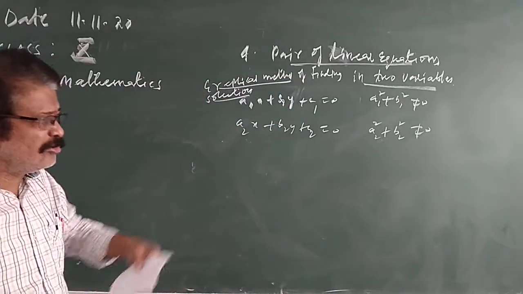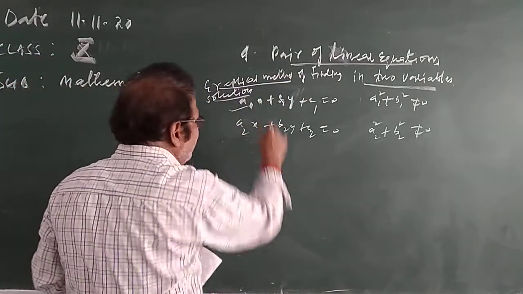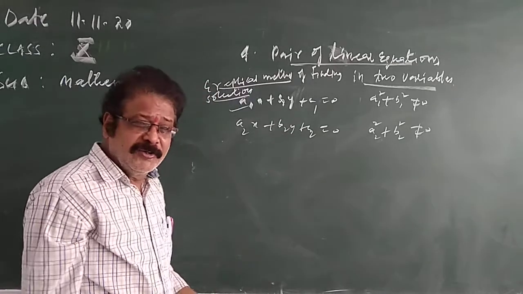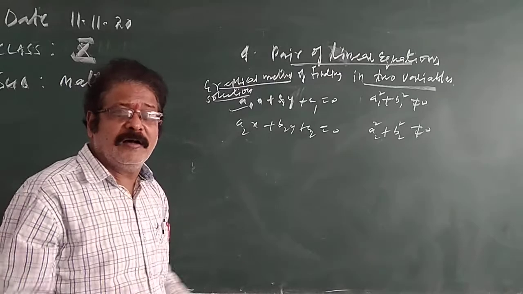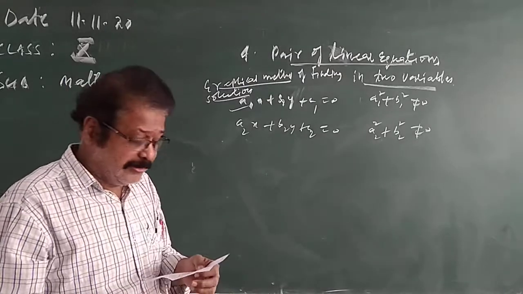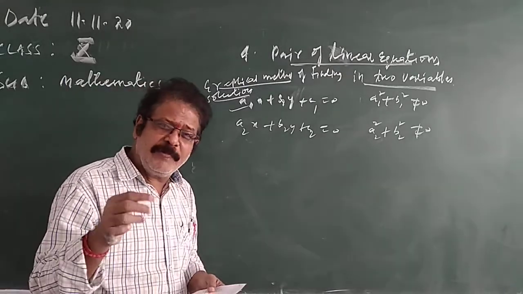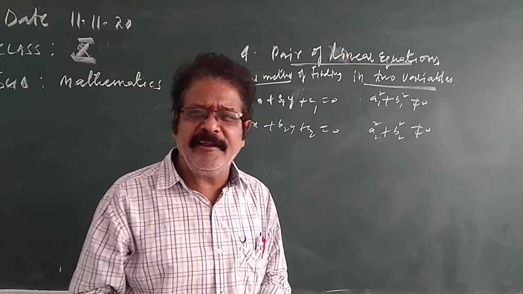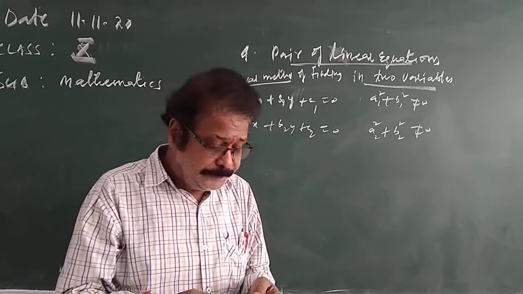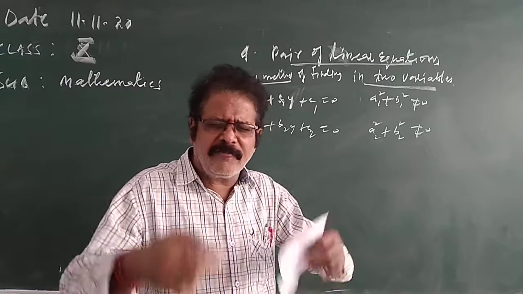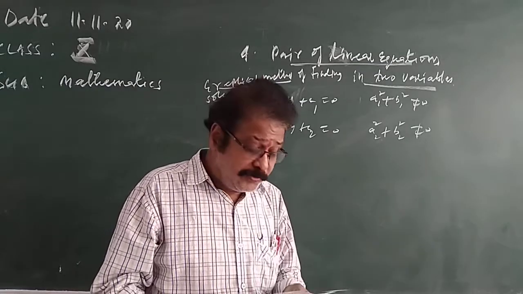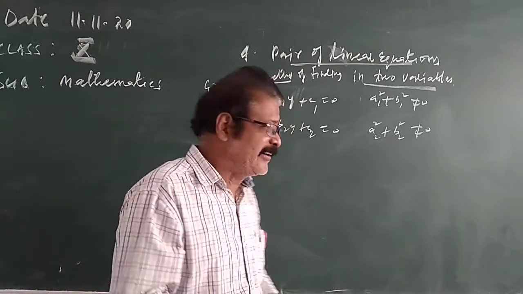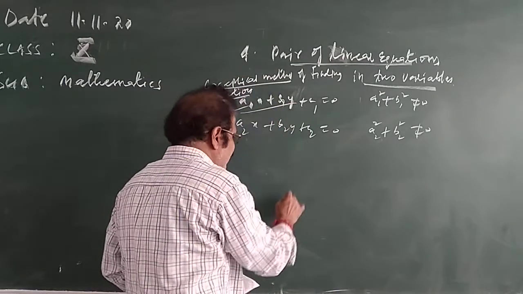Graphical method means you have to draw. For example, a1x plus b1y plus c1 equal to 0. For this, draw the graph. So from that graph we can find the solution. So what is the solution here? Solution means, as I already told you, the values which satisfy the given pair of linear equations are called the solution. When you draw the graph of a linear equation in two variables, we will get a straight line.